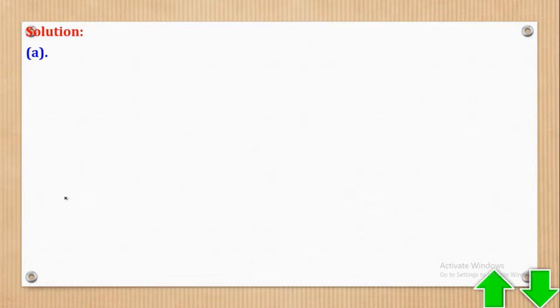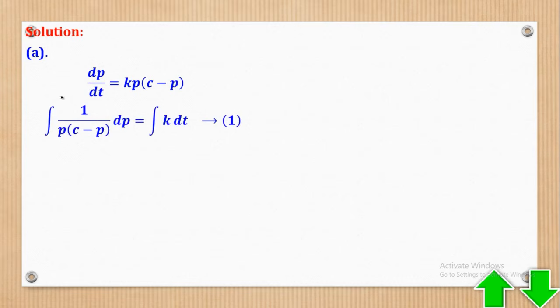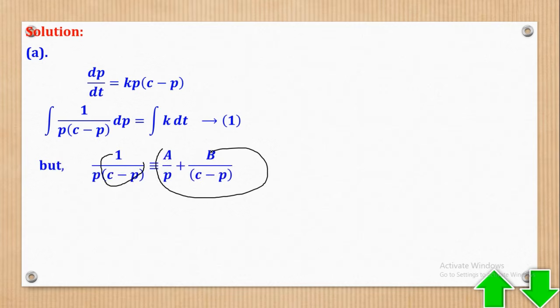So first of all, we shall first code the differential equation given. Then this is now separable, so we shall separate the variables. And this one, you realize that the denominator is factorizable, so we shall use the knowledge of partial fractions. Therefore, this will be split into two partial fractions, one is A over P, another one is B over C minus P.